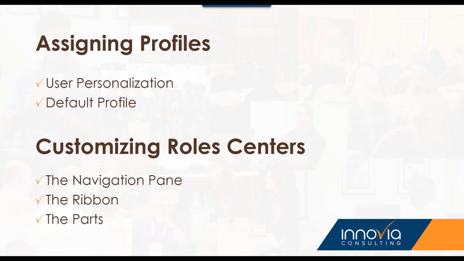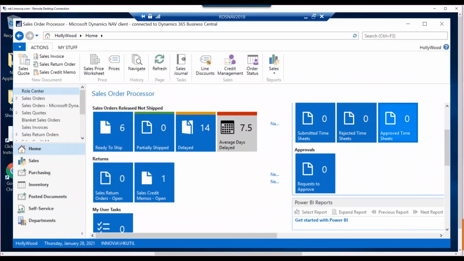So next, we're going to jump on and look at it live in Business Central on-prem. We're going to look at how we assign the profiles using our personalizations, where that default profile button is so we can set the default profile, and then customizing those role centers in the navigation pane, the ribbon, and the parts. And then after that, we'll have some time for questions.